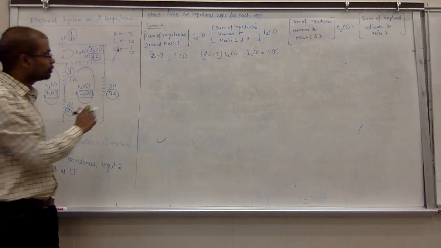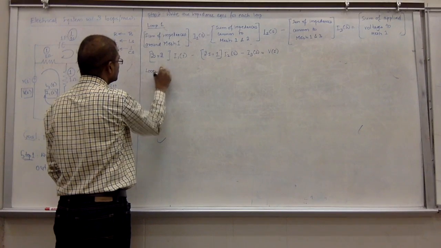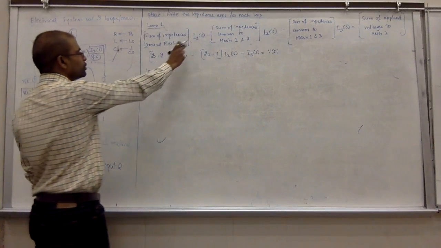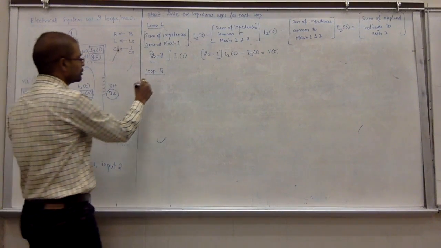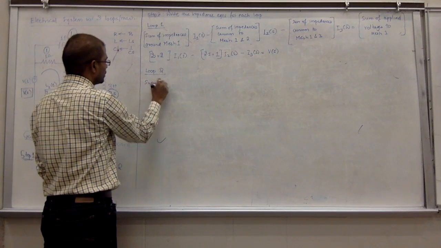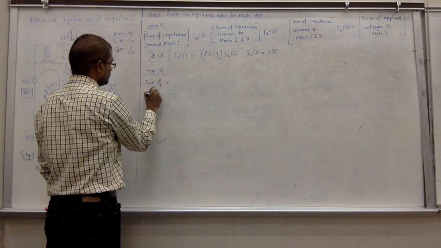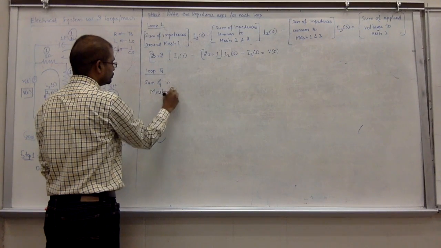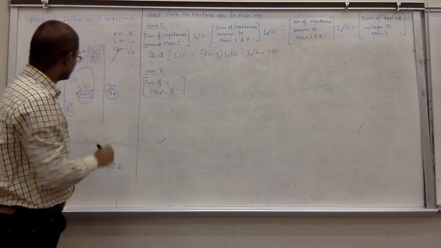Now you do the same thing for loop 2. Loop 2 will be the same, except you're going to start with I2. So it will be sum of impedances around mesh 2. Okay. You're not able to see this one?